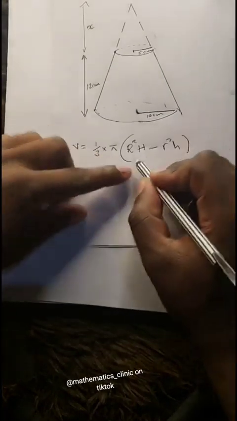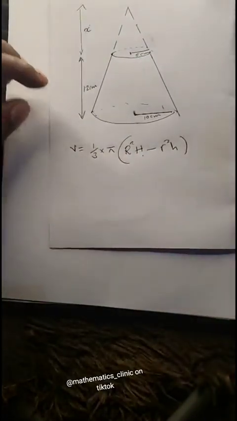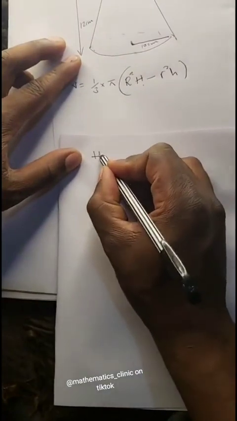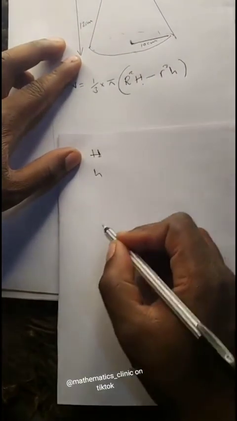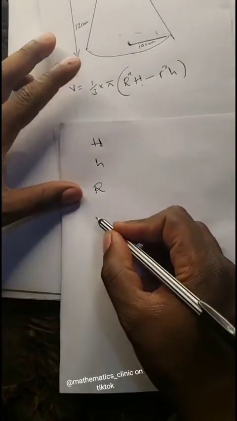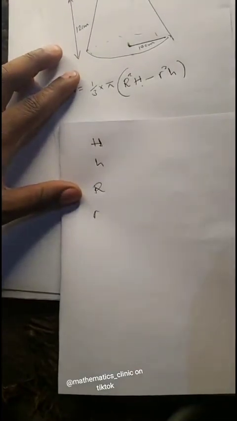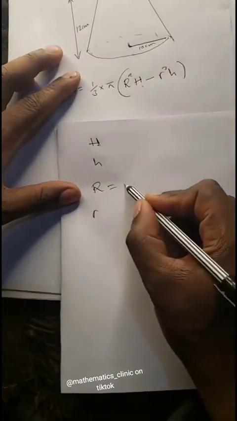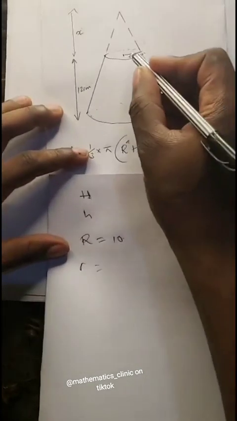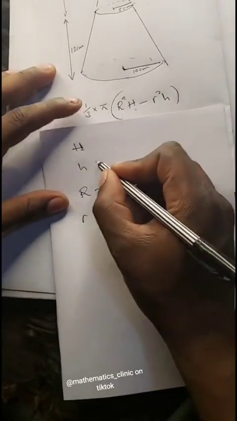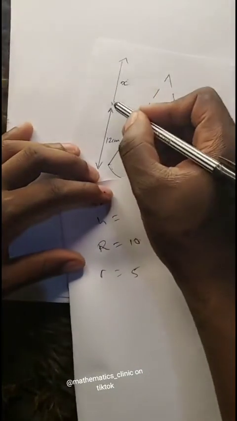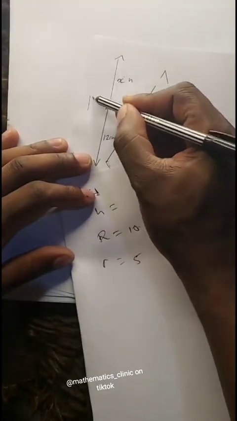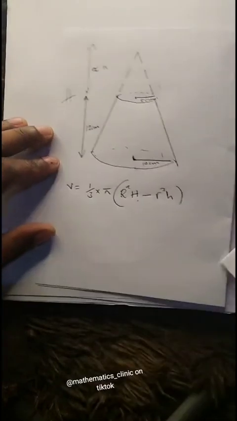So we need to know the height, the bigger height. We should also know the small height. We should know the radius for the big and the radius for small. The radius for big we know is 10, and the radius for small is 5. So now we need to know the height for small, which is x. And then the whole thing is h.